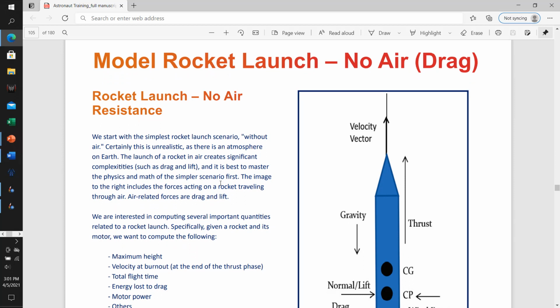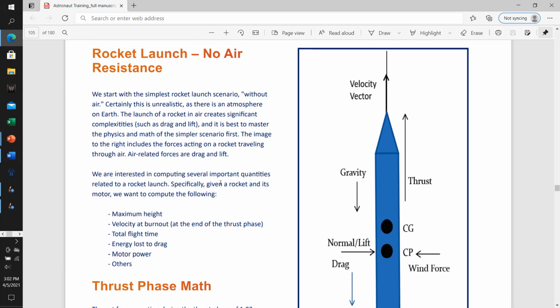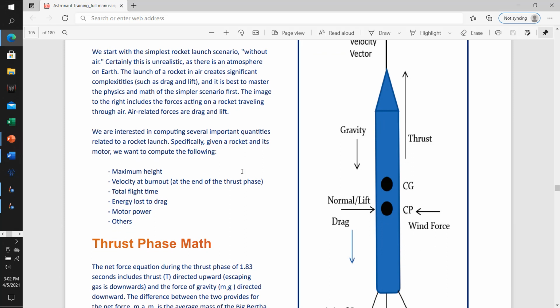Okay, so we start this section on rocket aerodynamics with the simplest rocket launch scenario, and that's without air. Okay, so this is unrealistic because there is an atmosphere on Earth. But the launch of a rocket in air creates additional complexities such as drag and lift force. So it's best to master the physics and math of this simplest scenario first.